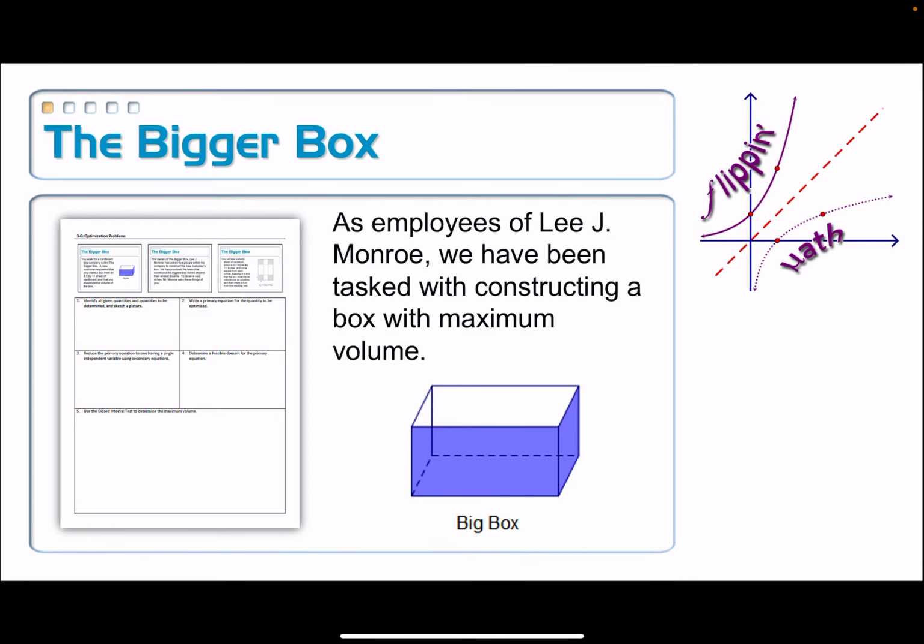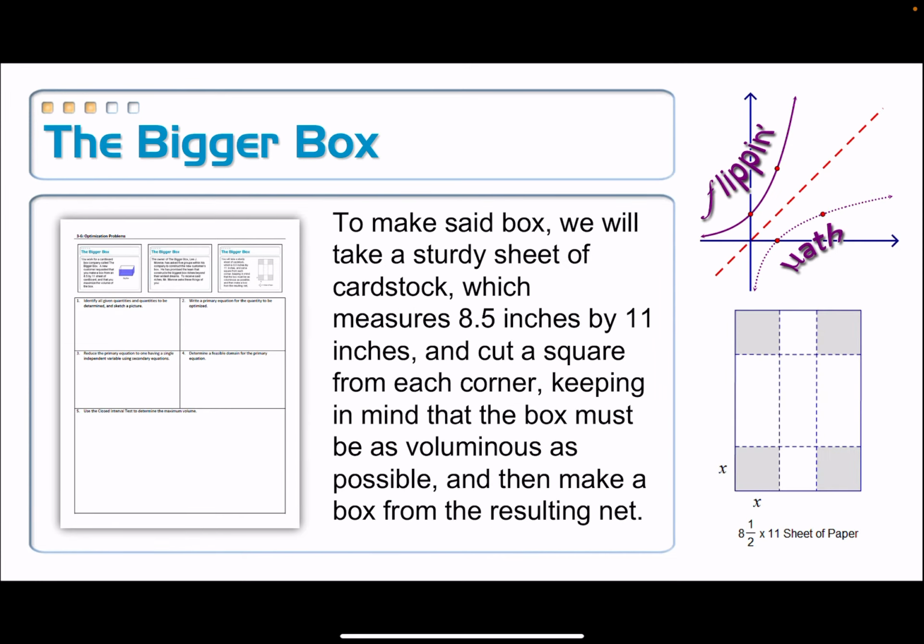So we're going to start this lesson by doing a little activity called the bigger box. We are employees of this guy, Lee J. Monroe, and we have been tasked with constructing a box that has maximum volume, but there's going to be some constraints on this box. Okay, so to make said box, we're going to take a sturdy piece of cardstock, which measures 8.5 by 11 inches, and we're going to cut a square from each one of these corners. It's going to make a net, as you can see over here in the corner. And keeping in mind that this box has to be as voluminous as possible, it's got to have the largest volume. We've got to maximize the volume for this box and then actually turn this thing into a box.